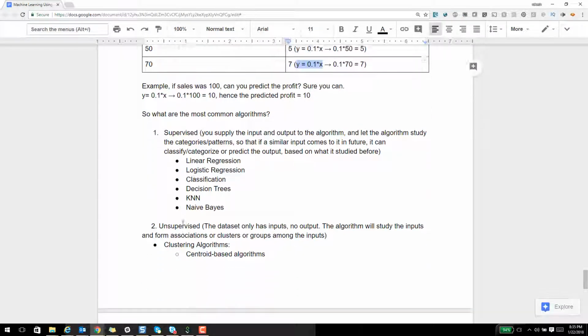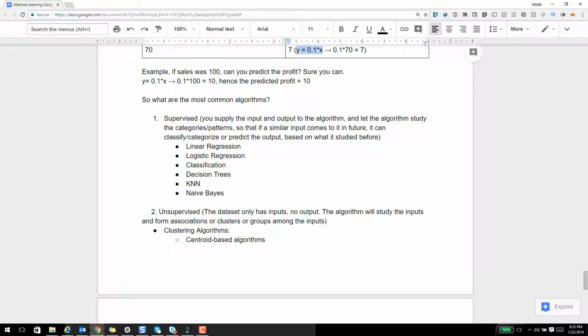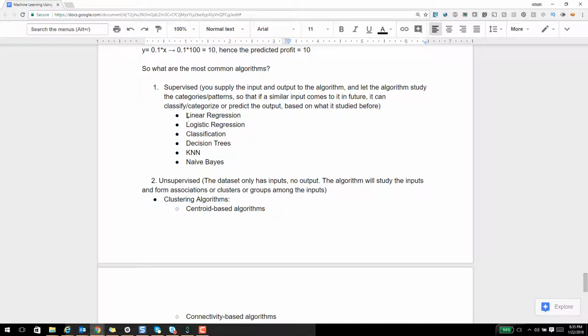So these are the 2 main categories that we discussed. Supervised is nothing but you supply input and output to the algorithm and let the algorithm study the patterns or the relationships between the two, so that if a similar input comes in the future, it can classify or categorize and predict the output based on what it studied before. Commonly used are linear regression, logistic regression, classification, decision trees, and so on and so forth, right? Then we have a couple of unsupervised algorithms as well.